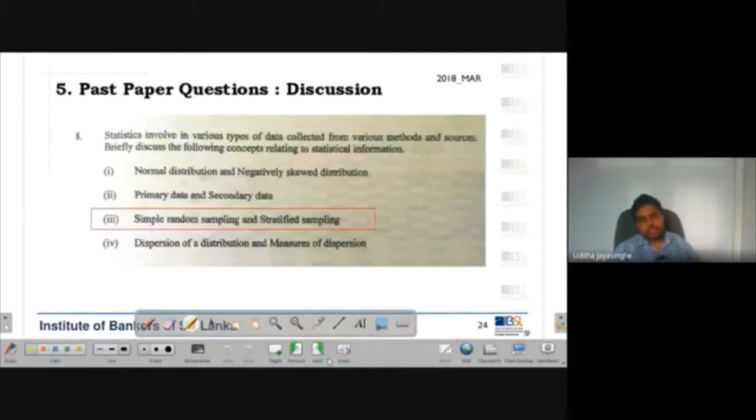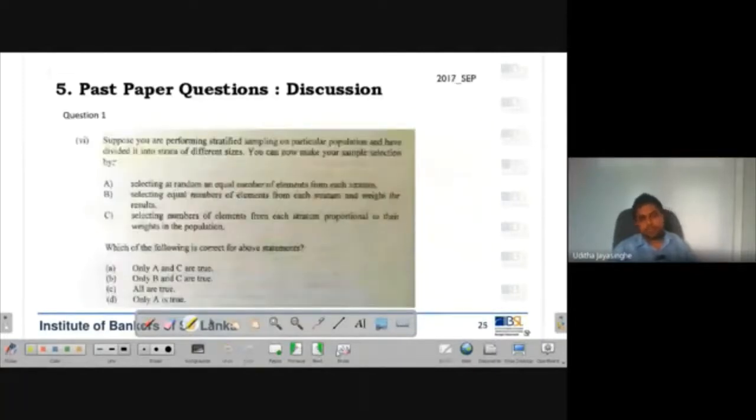18 March, briefly discuss the following concepts: simple random sampling, stratified sampling. That's why I told you in the first class, some of these questions we'll try to discuss, some I will leave you to try on your own and then come up with an answer, which is the better way. And some questions we will skip merely because they can be repeating, the same question being tried again and again.